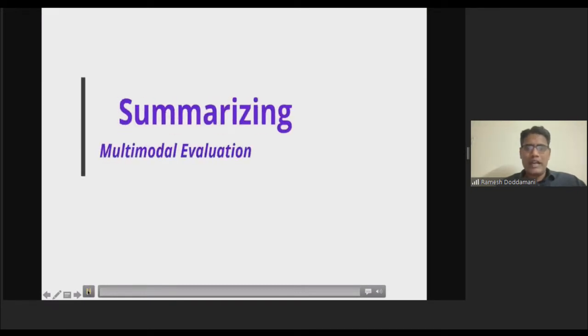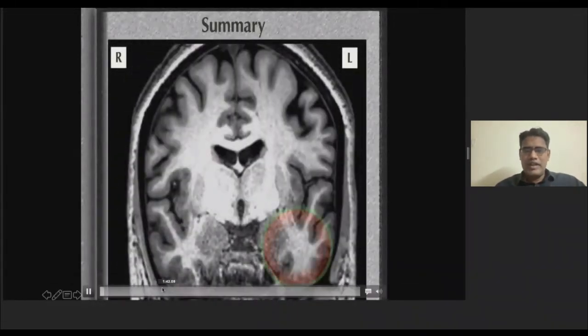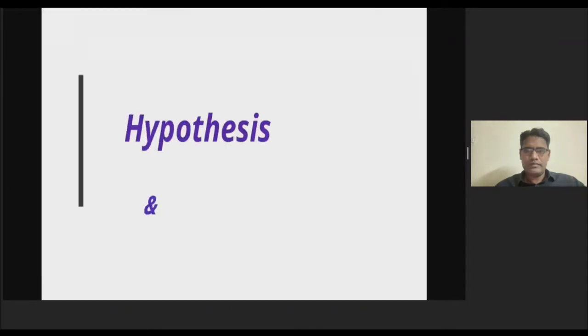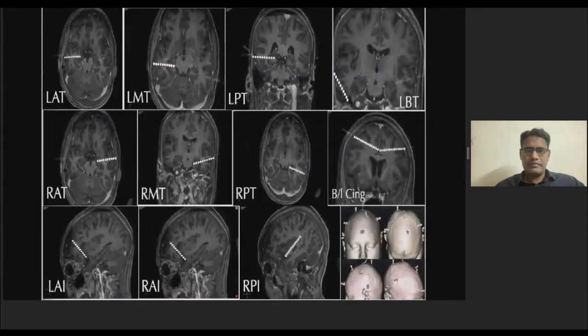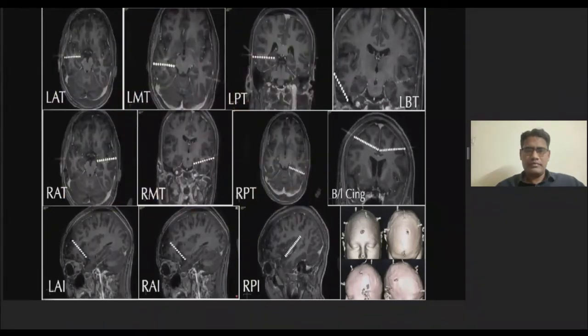We do a robotic-guided placement using a robot. This has already been described, so I'll just skip this part. Right-sided temporal localization. The possibility of insula and cingulate cortices was also considered in view of ictal urinary incontinence. Following the comprehensive epilepsy surgery meeting, placement of 12 SEEG electrodes was planned, covering the anterior, middle, and posterior temporal lobes, encompassing both the lateral neocortex as well as the mesial structures, including the amygdala and the hippocampus. An additional left basal temporal electrode was planned based on the SPECT finding, along with bilateral cingulate and insular electrodes.